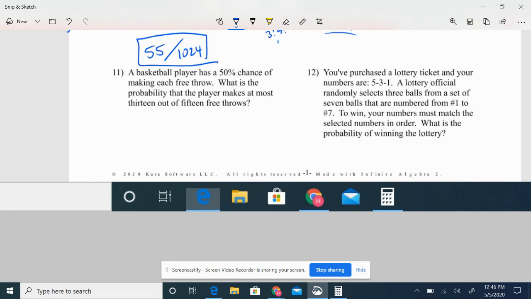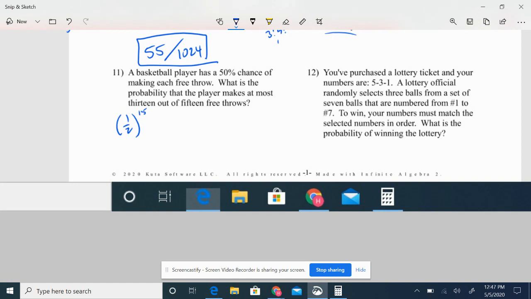A basketball player has a 50% chance of making each free throw. So what's the probability of success? 1/2. What's the probability of failure? 1/2. What is the probability that the player makes at most 13 out of 15 free throws? Okay, so can I just say, because failure plus success is going to equal 15 times, so 1/2 to the 15th.